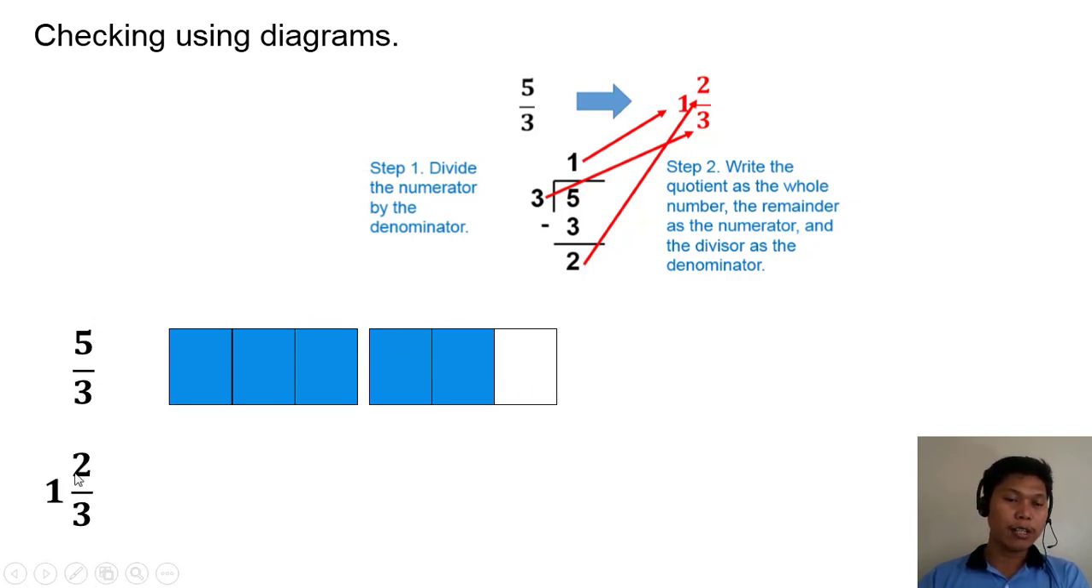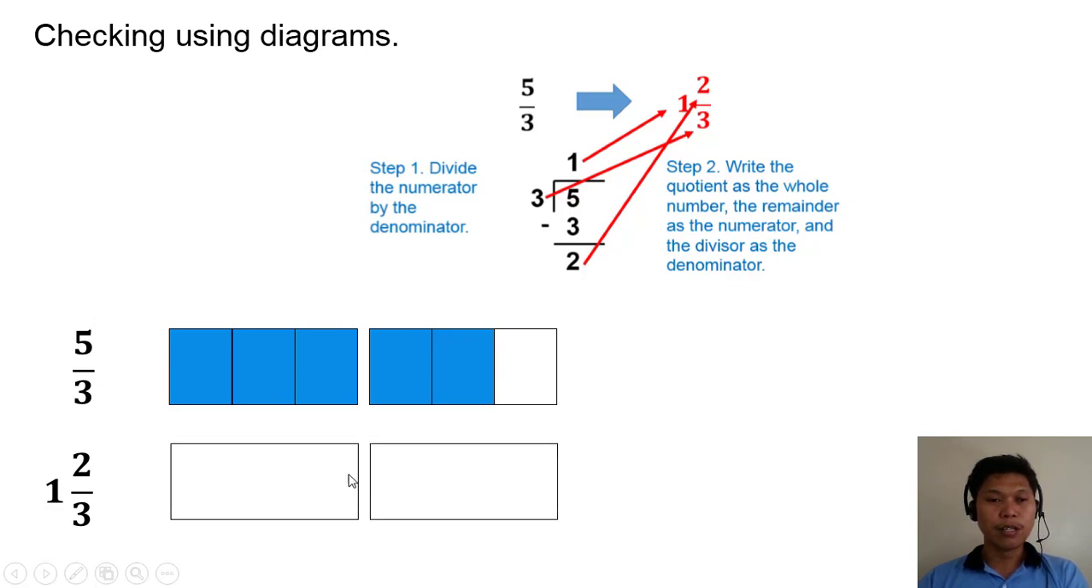How about 1 and 2 thirds? So, drawing tayo ng 1 whole and then another whole. And then, we shade this 1, divide into 3. So, 3 parts yan. And then, we need to shade 2 out of 3 in this 1 whole. And we got this 1 and 2 thirds as the diagram. And obviously, magkapareha sila. So, ibig sabihin, tama ang ating sagot na 1 and 2 thirds. And that's how to change an improper fraction to mix and vice versa.